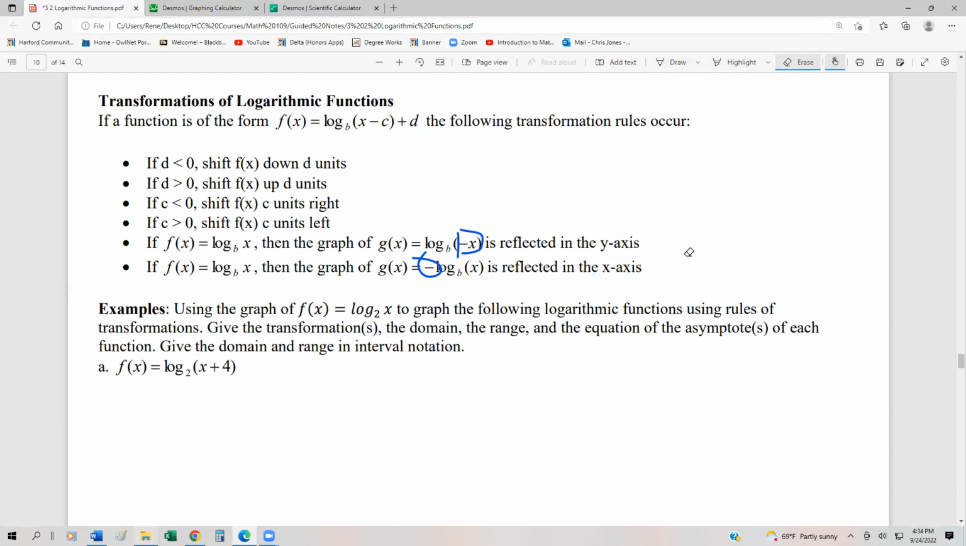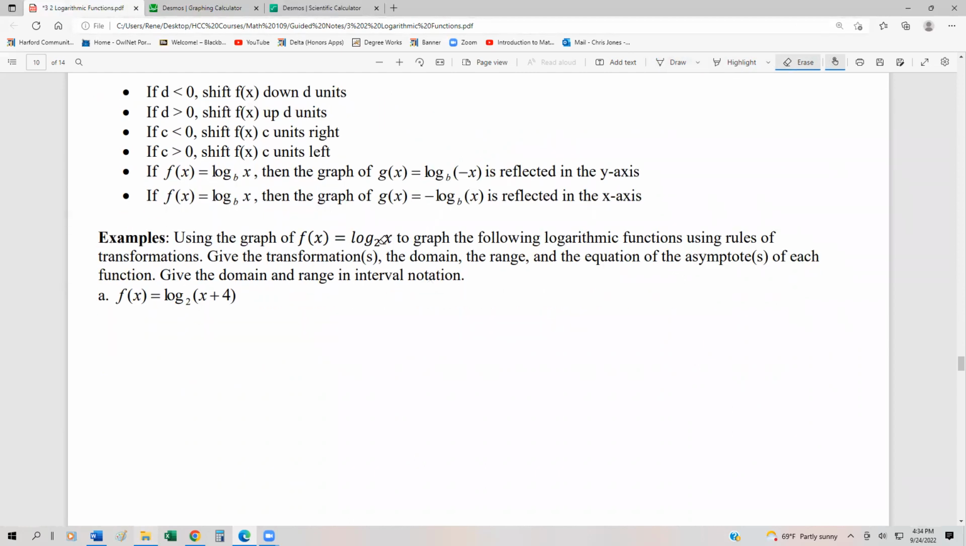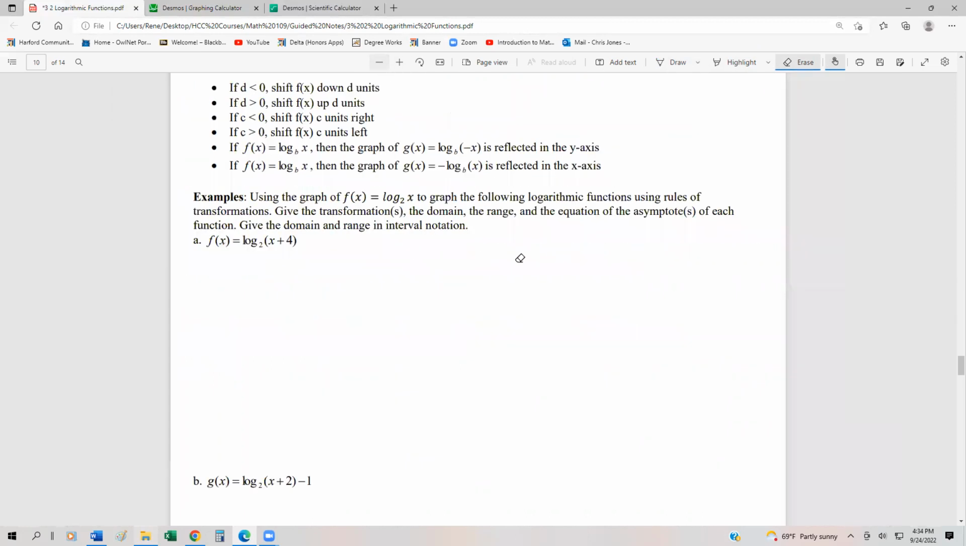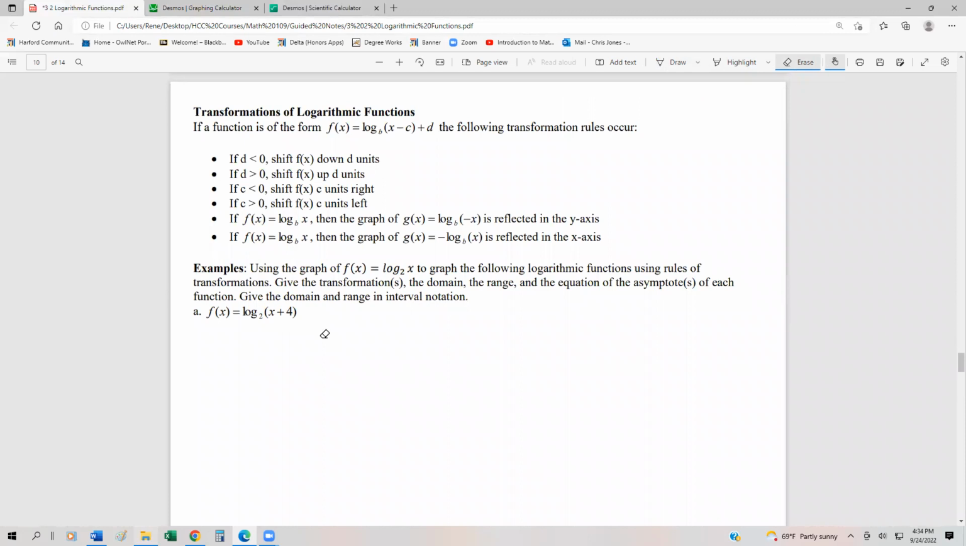So let's just take a look at a few of these examples where we have f of x equals log base 2 of x, and we're just going to go ahead and graph each of these log functions that we're given by using rules of transformation, and we'll give the domain, range, and the equation of the asymptotes as well. Now, log base 2 of x, just as a reminder, we did this in a previous video, has the point (1, 0). We should probably have a few points on the function. And then we also had the point (2, 1) on the log function. All right, and then we just graph this, and it was still asymptotic to x equals 0. Okay, so this is our y equals log base 2 of x.